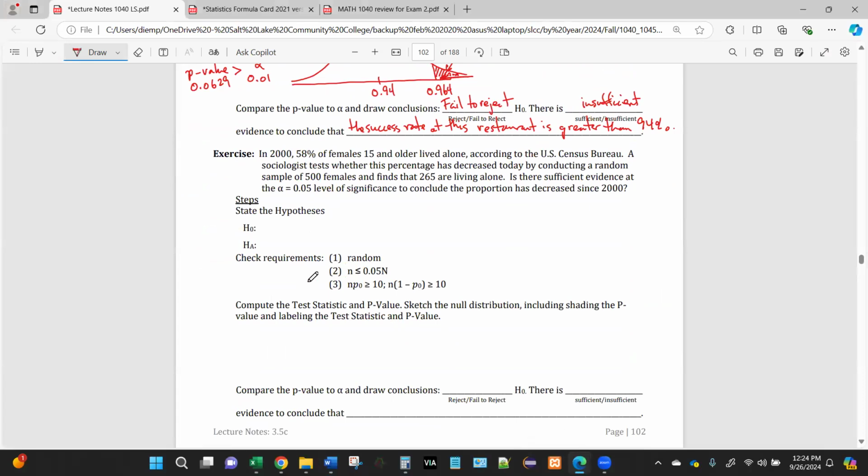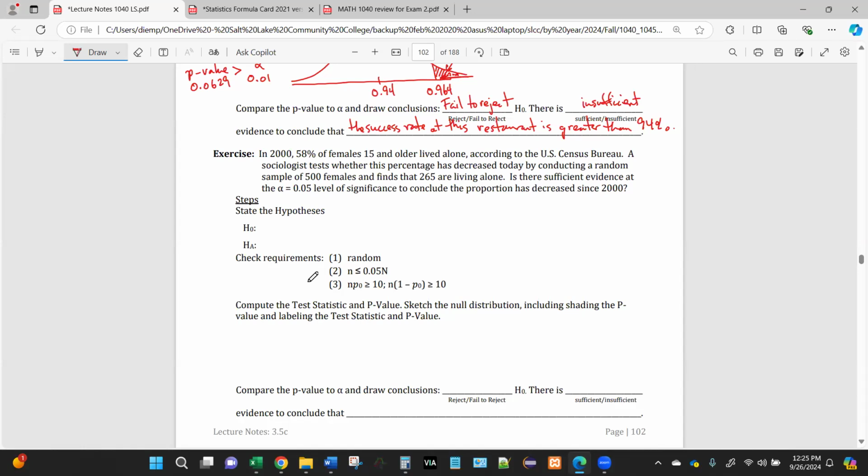We're looking at a sociology study that was done. And if you're interested in sociology, social work, or social sciences, they do use hypothesis testing and confidence intervals quite a bit, to help them decide if they're seeing something new or something has changed.